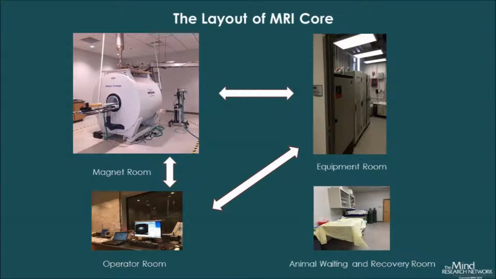So here's the layout of the MRI core. Basically, we have four rooms. The magnet room is shielded using the Faraday cage technique. Most of the electronics are in the equipment room. So people sitting in the operating room can control the scanner or the electronics to set up pulse sequences and see the physiological parameters. We also have an animal waiting and recovery room.